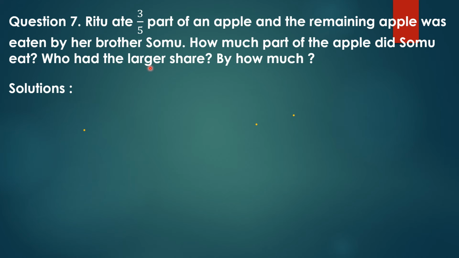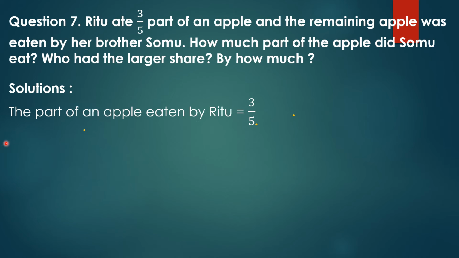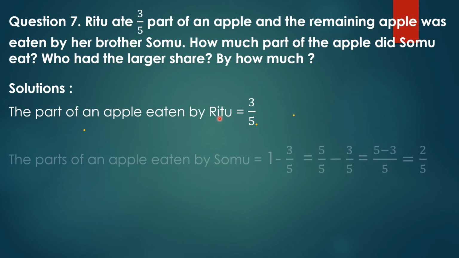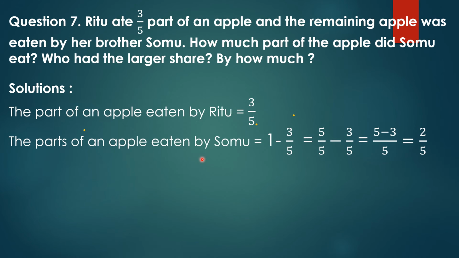So who ate the larger part of the apple and by how much? There are three questions to be solved under this. The first, the part of an apple eaten by Ritu, is 3 by 5. That is given. And the part of an apple eaten by Somu is 1 apple minus 3 by 5, because 3 by 5 is eaten by Ritu and the remaining portion is eaten by Somu.